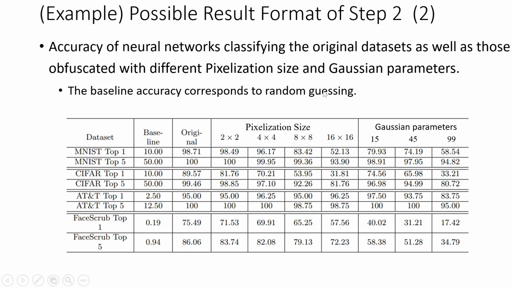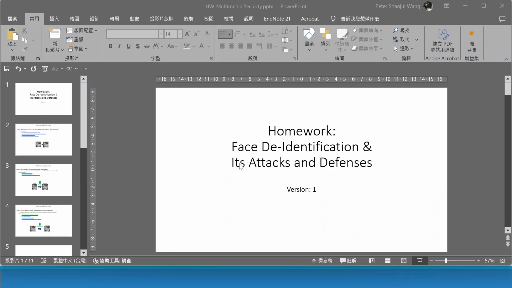And in step two, I hope you can provide this kind of comparison. You should compare the machine learning based attack for the pixelated face image and the blurred face image. For example, for the pixelation, you should compare the results with different grid cell sizes, like this.